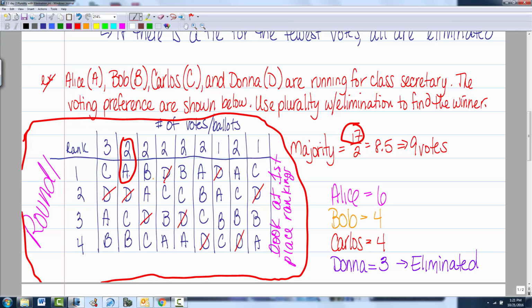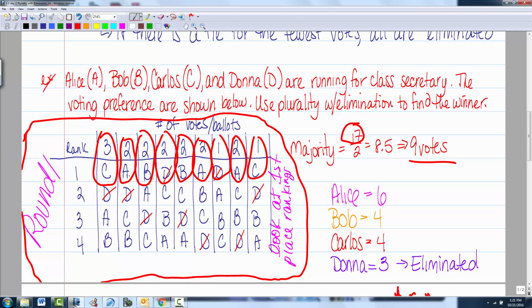So a majority is 17 divided by 2, 8.5. It's 9 votes. Because then 9 votes compared to 8 votes, 9 is a majority. Someone has 9 votes, the next best person could only have 8. So that's why a majority would be 9. What you do is you tally these first place votes, and if anybody has 9 first place votes in this first round, it's over. They're the winner because they already have what's called a majority.